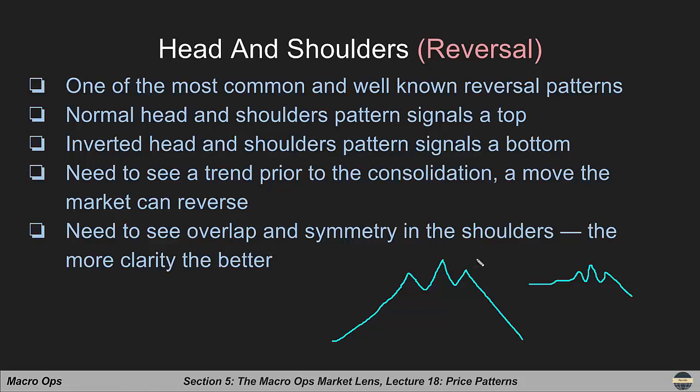And then overlap and symmetry in the shoulders helps as well. The more clarity, the better. So clarity here would be a nice clear shoulder and head. Something that's a little more convoluted maybe would look like this. So it's not as clear with two shoulders and a head, and this is better than the other one. But these can still work, but our focus mainly is on the clearest patterns.